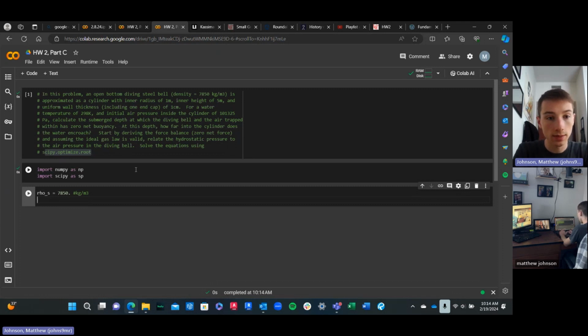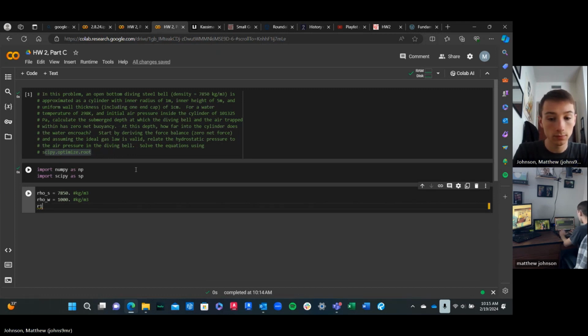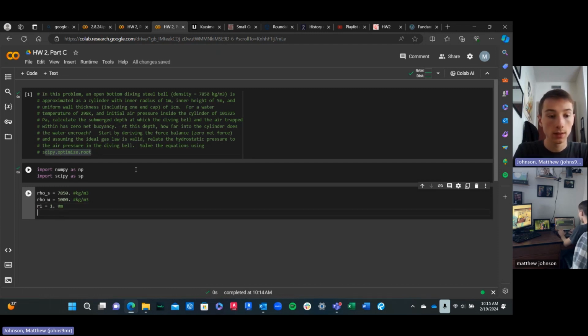Okay, it is approximated as a cylinder with inner radius 1 meter. Oh, and obviously this is going into water. They're probably not going to give us that, so let's go ahead and add it: we know the density of water is 1,000 kilograms per meter cubed. Okay, and what else do we know? Inner radius of 1 meter, so we'll call that R1, equals 1, that's meters. Inner height of 5 meters, so H we'll call 5.